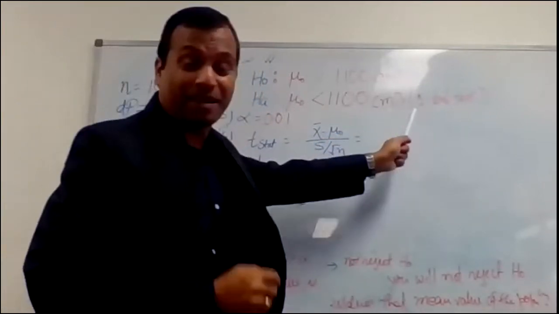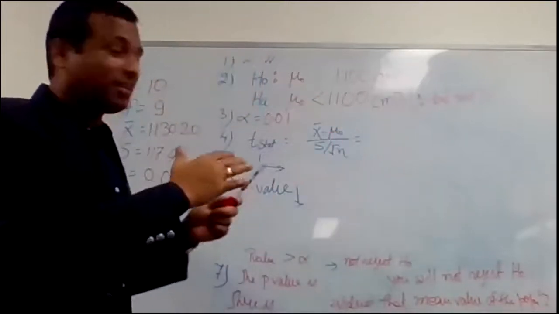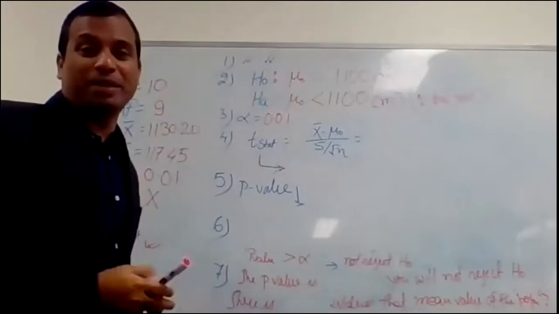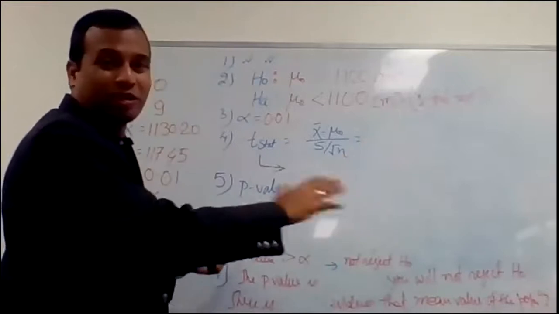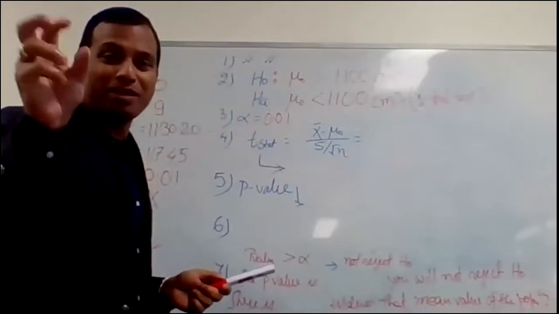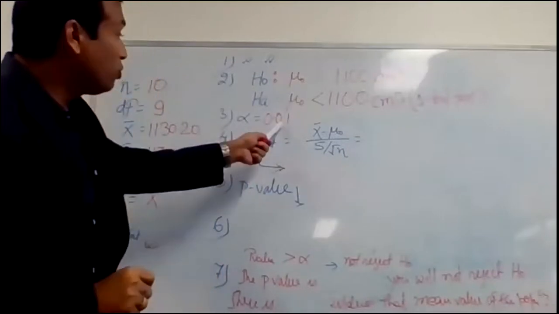That's why I'm writing it. I'm trying to give you a clear indication that if you follow this, there will be less chance of making any mistake. Clearly it is a one-tail test, so you don't have to multiply. It will be straight whatever p-value you get from the t-stats table. Alpha value is 0.01.